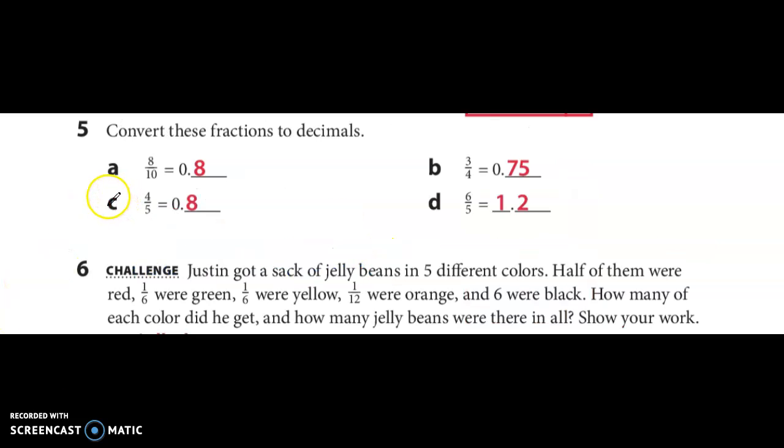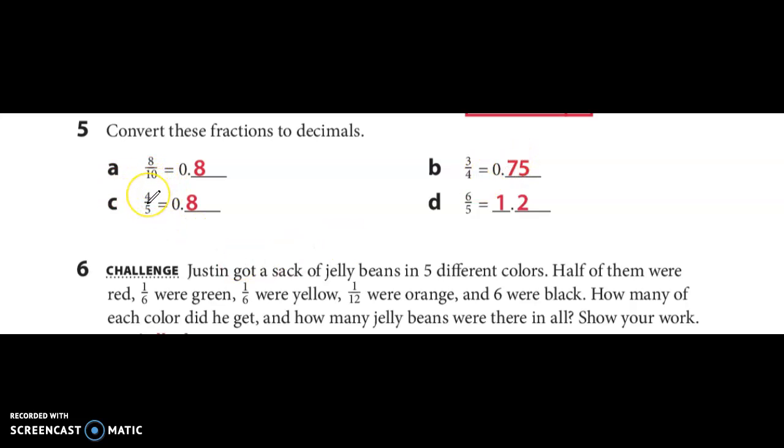Number 5, we have to convert the fractions to decimals. So 8 over 10, you can say 8 tenths. Tenths is the first place value after the decimal, so it's going to be 0.8. 3/4, you can think of it as quarters or money. It's the same as 75 cents, so 0.75.